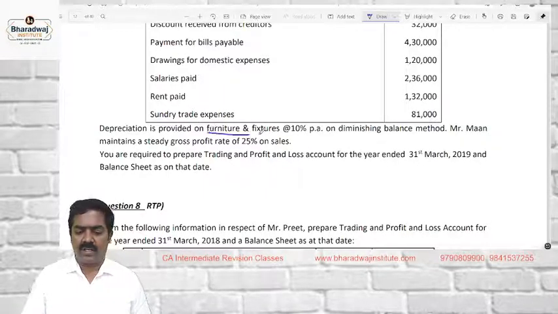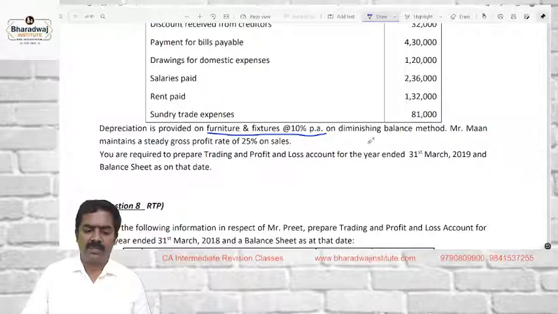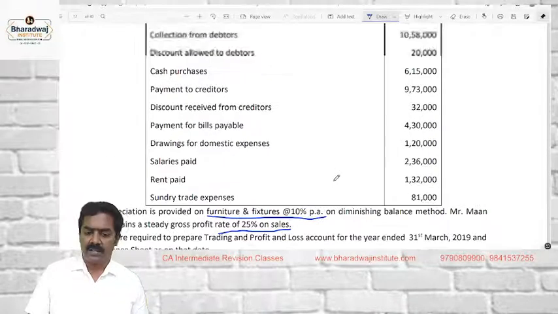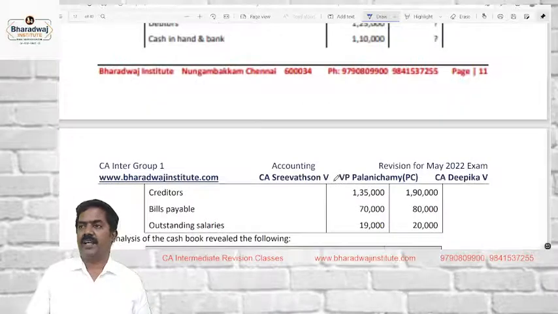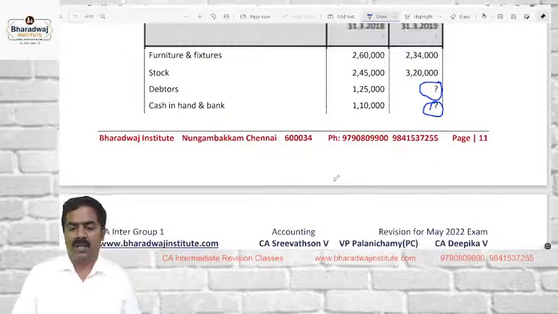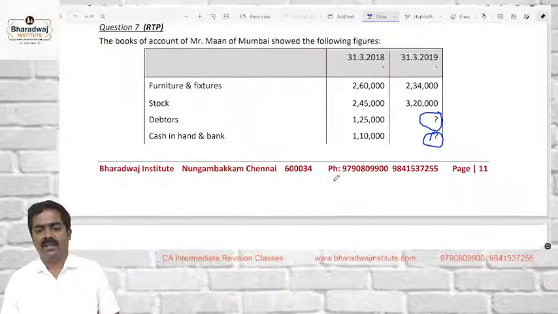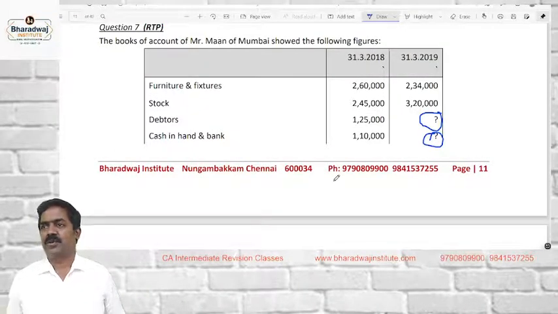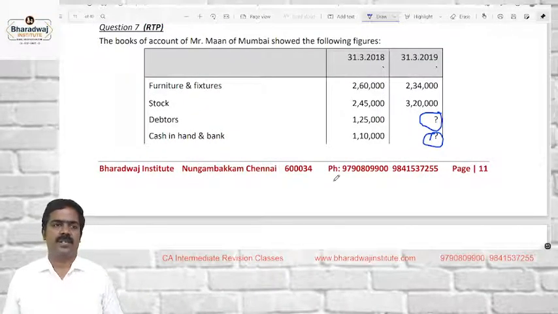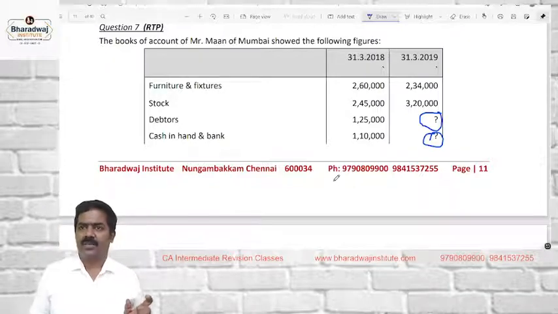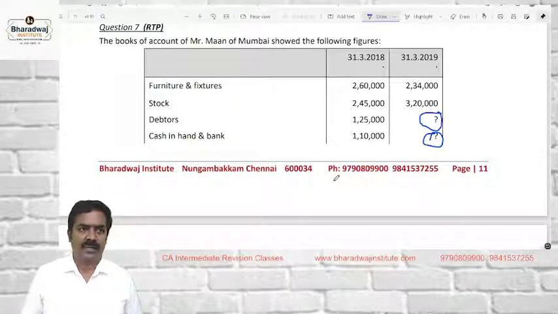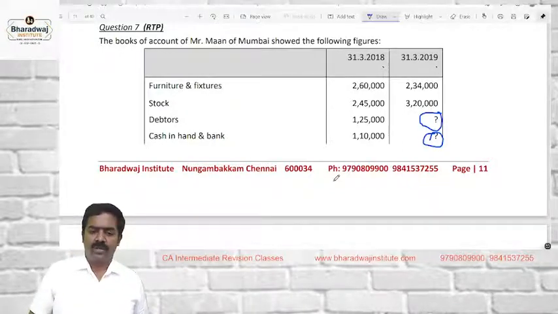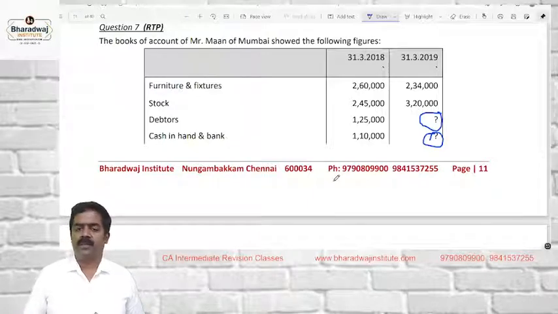Depreciation on furniture, 10% on which balance? Diminishing balance. Profit ratio how much? 25% on which one? Sales, given to us. So here we have to find out cash sales as well as credit sales. Obviously, we will use which method? Cost of goods sold method only. Opening stock plus purchases minus closing stock. We will get cost of goods sold. Using that you have to find out credit sales. Sales we have to find out.